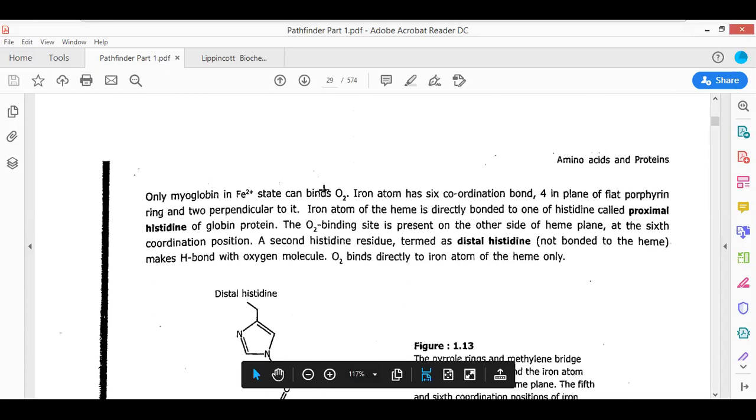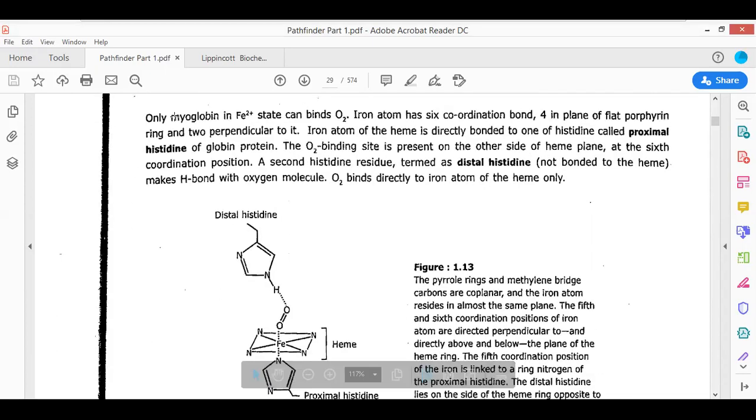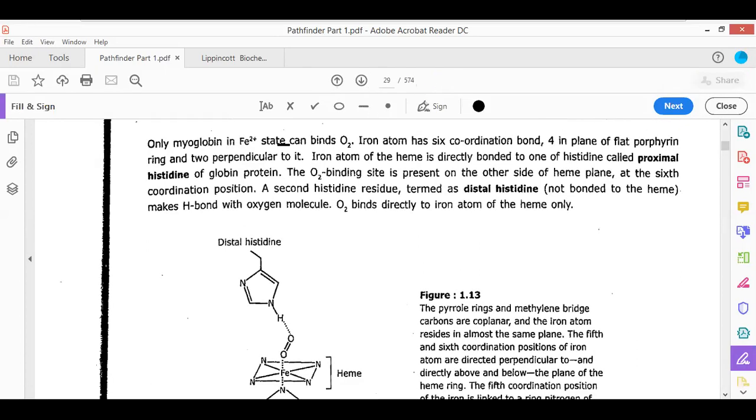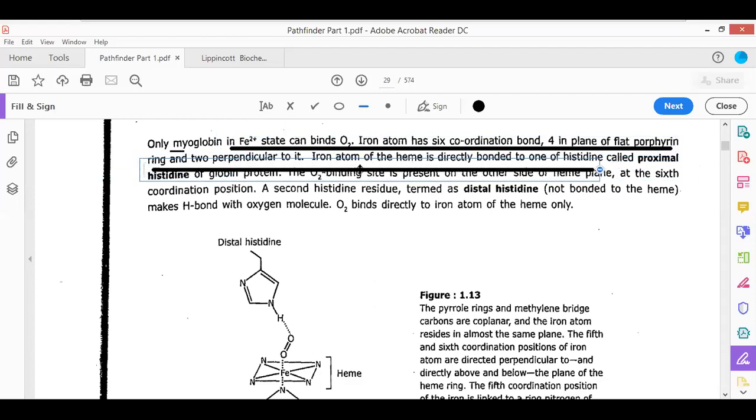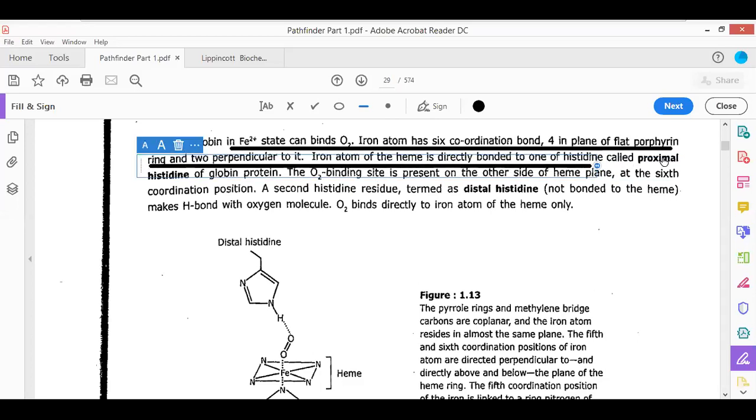Now see this, this is very important. In myoglobin, only the Fe+2 state can bind oxygen. The iron atom has 6 coordination bonds. This is true for both myoglobin as well as hemoglobin, so you have to remember this. This question has been asked in different competitive examinations. Iron has 6 coordination bonds, 4 in the plane of the flat porphyrin ring and 2 perpendicular to it.